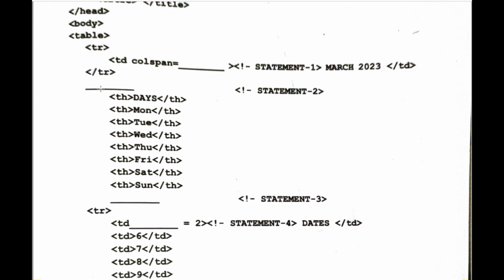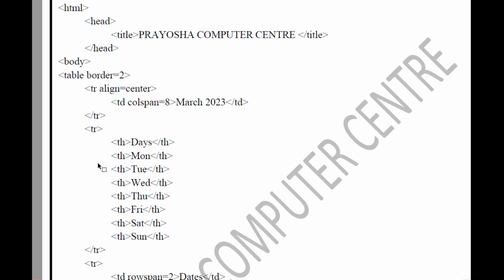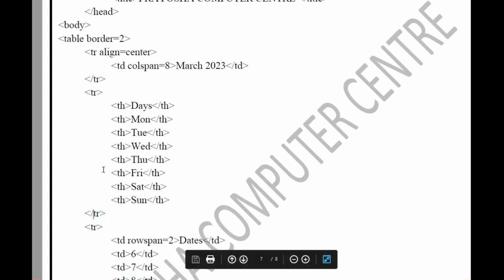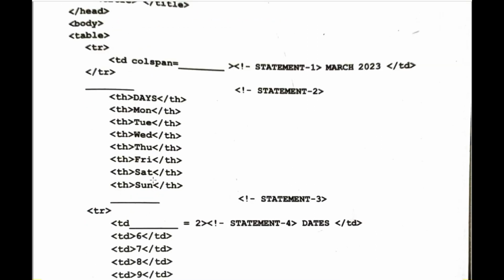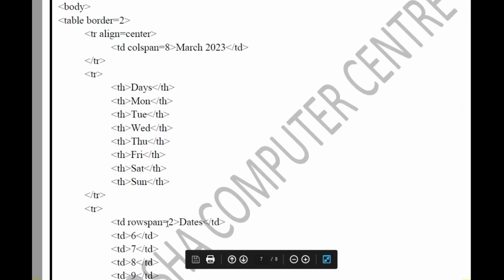Next, in the second statement they have written th /th, but both the things are skippable. They have skipped. So here tr and /tr. We have to write tr before th, and after that we have to write /tr. Okay, then the third question is td dash equals to 2. So what to do? It is called rowspan equals to 2. So here we have to write rowspan equals to 2.